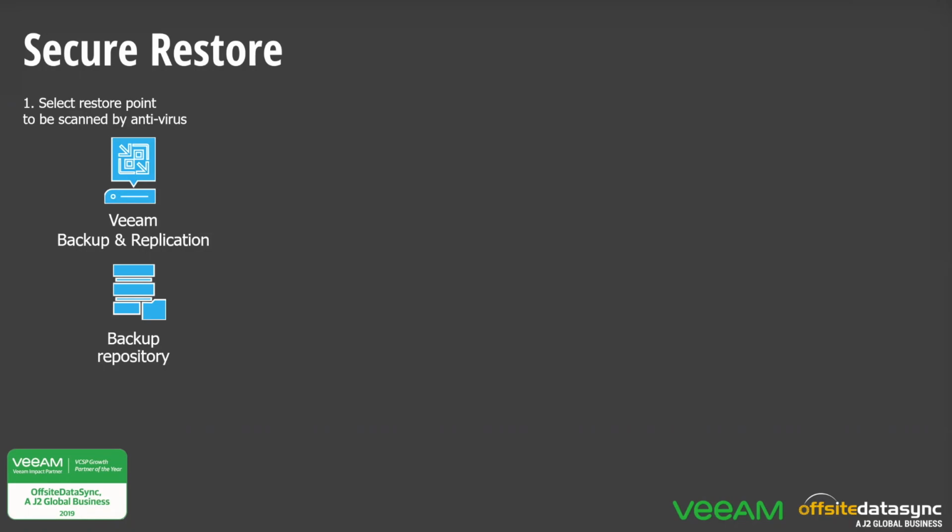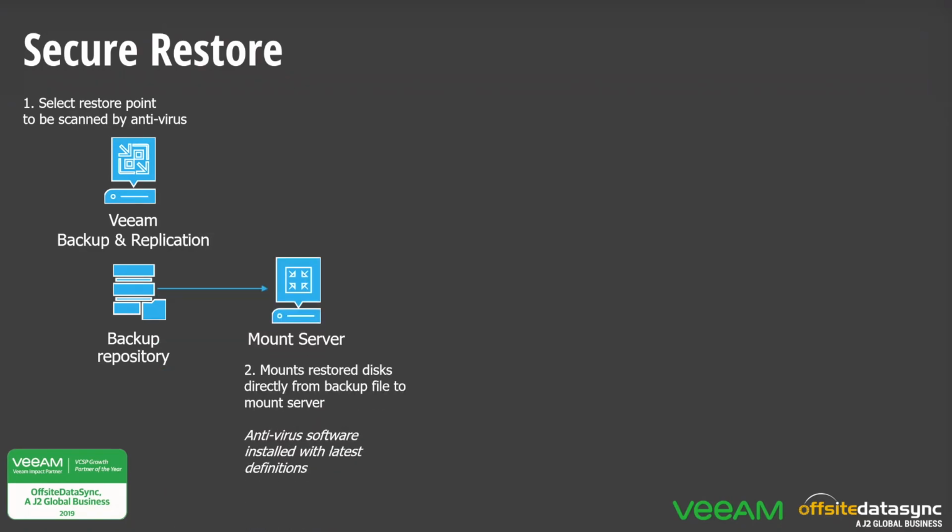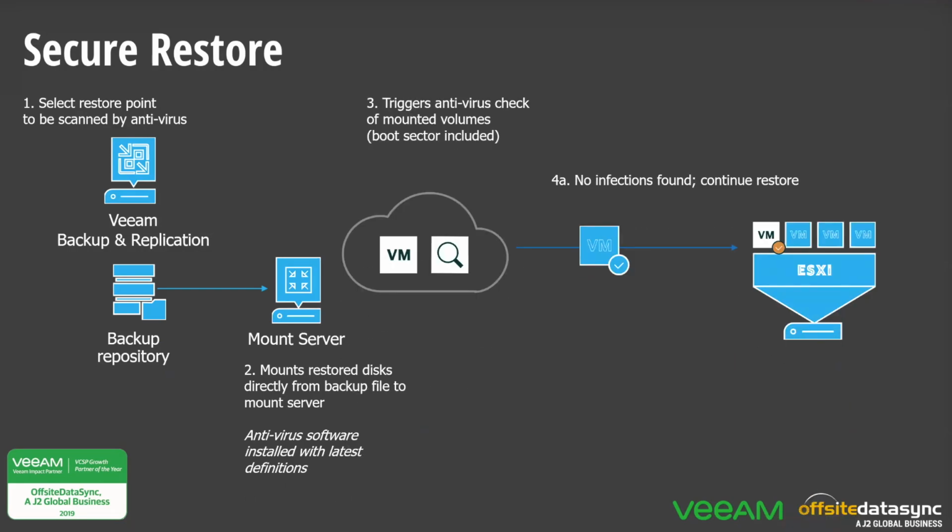And prior to Secure Restore, we didn't know. You could kind of manually do this, but it was too much. It was very slow. So what we're going to do is take that restore point that we're restoring and mount that to our mount server, which is where our antivirus software is installed. We're going to trigger an antivirus check on that. And if no infections are found, perfect. We're going to continue the restore and it will be as quick as it was prior to that.